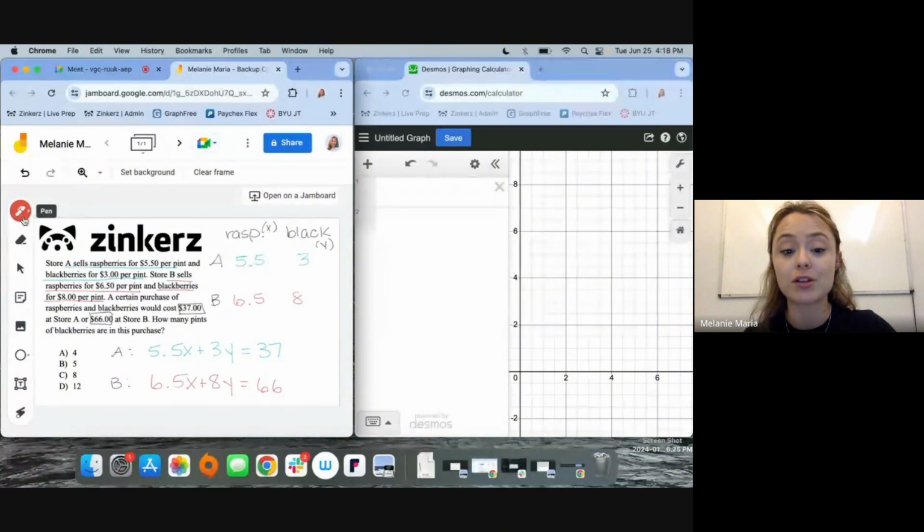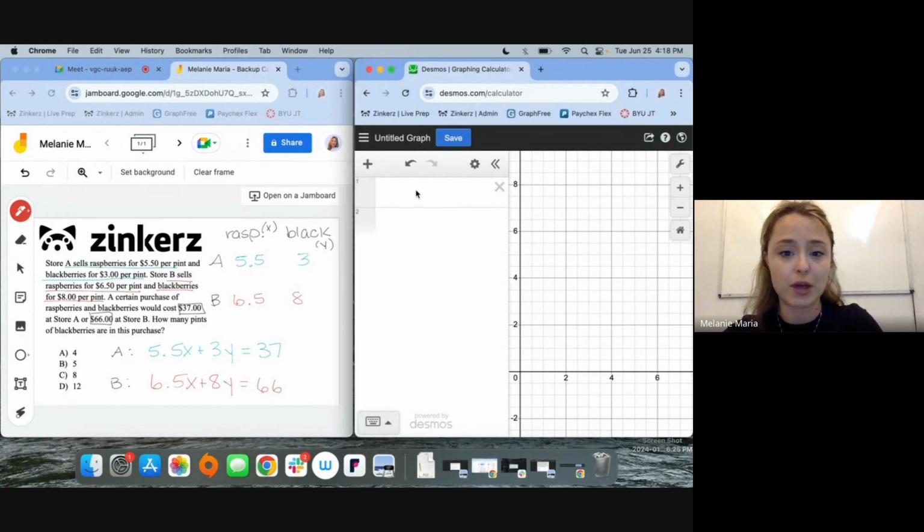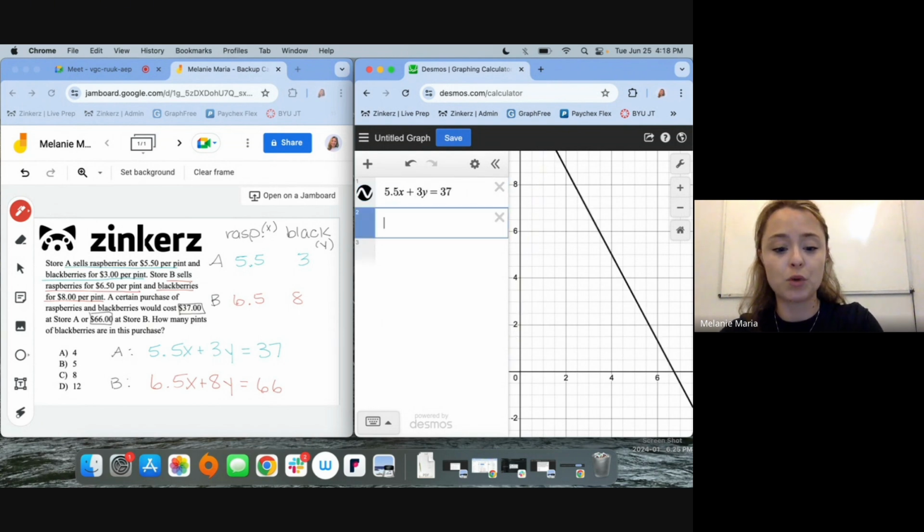Now I could certainly solve this by hand. In this case, Desmos is going to be a lot faster, so let's do that. I'll come over here to Desmos and just type in my system of equations exactly how I see it. And what I'm going to find is that the solution to my system, or the place where they intersect, is going to be the point that makes both of these equations true.